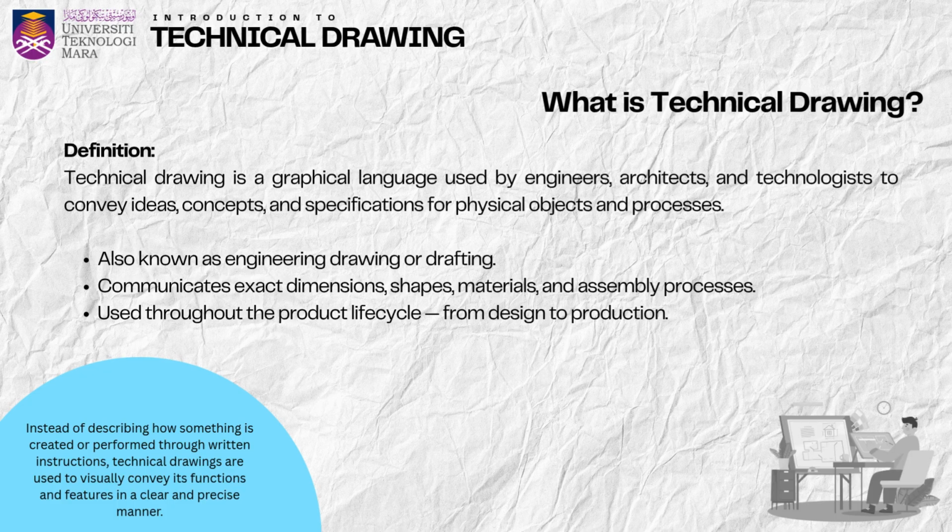Instead of describing how something should look or function using long paragraphs of text, a technical drawing conveys all the necessary information visually, and with high precision. It allows engineers, designers, and manufacturers to understand exactly what needs to be made, how it should fit, and what materials or dimensions are required.